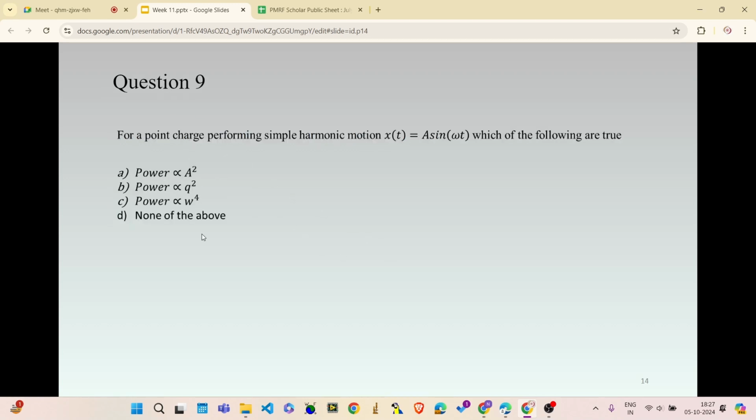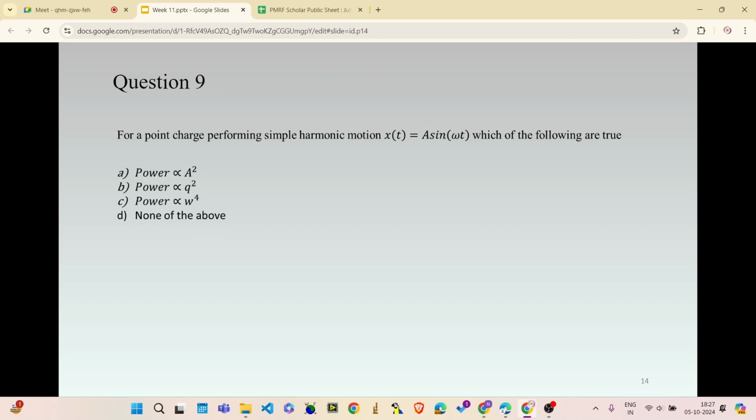And then again, for a point charge, if simple harmonic motion is being performed, which of the following are true? So first we have to identify that x(t) is the position, which is a sine omega t. So what you have to do, you have to actually calculate the acceleration. The time derivative will give us the velocity. dx over dt will be a cos omega t into omega. And this is the velocity v(t).